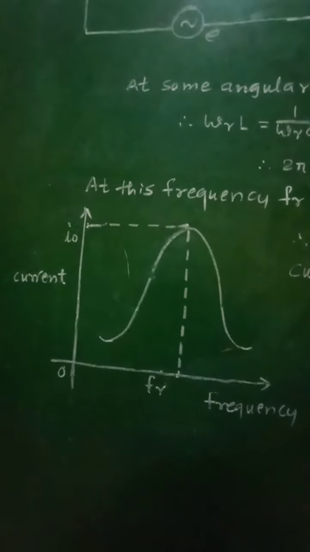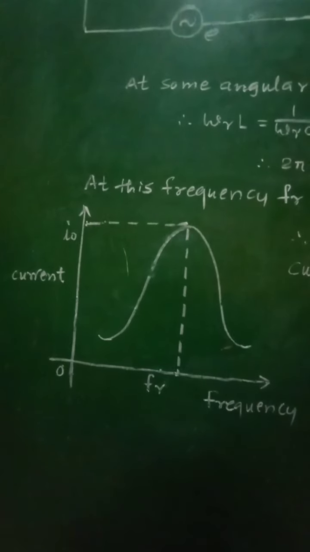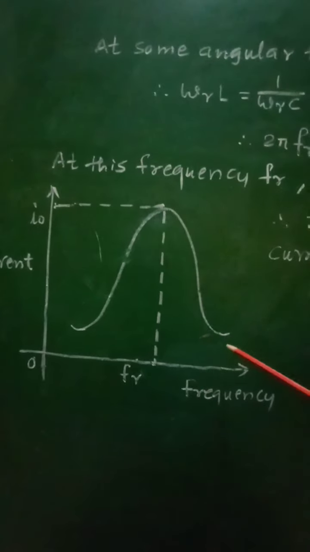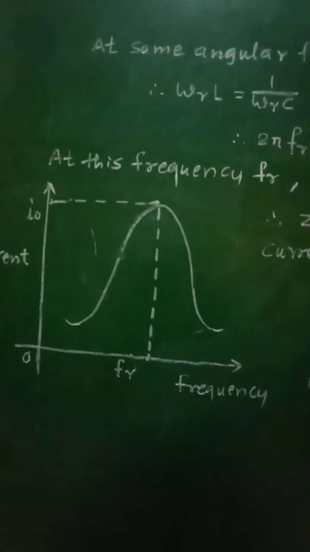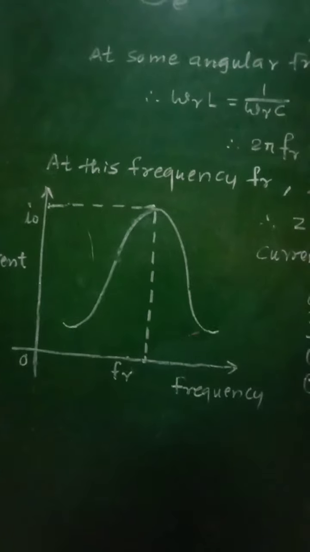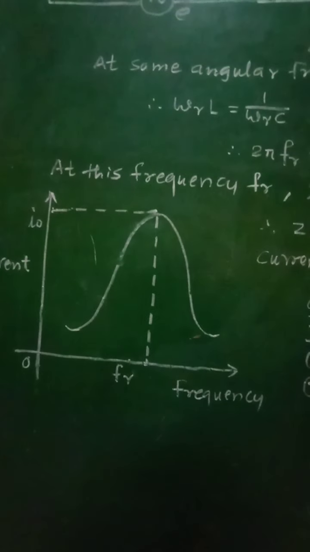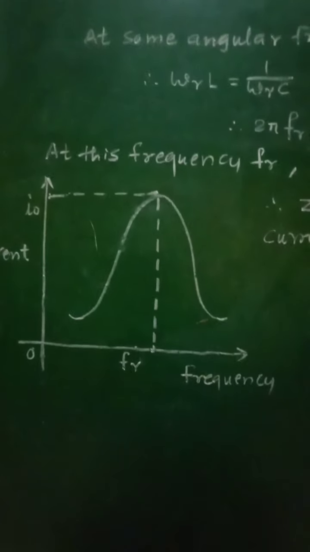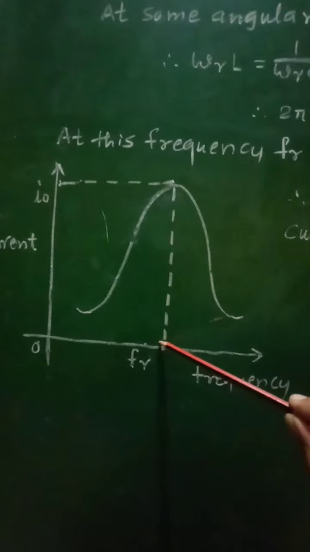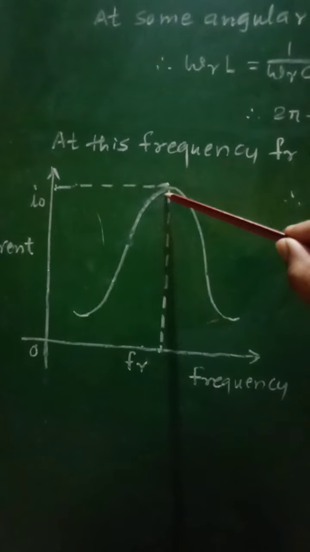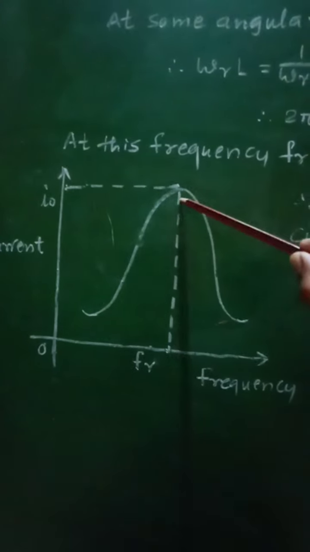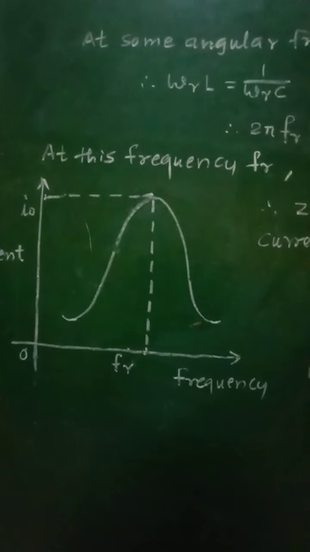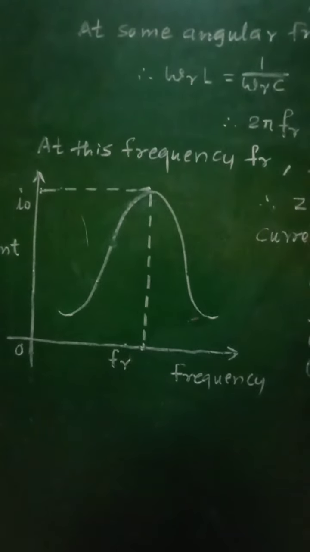The curve is called the series resonance curve. This curve is called the series resonance curve in the case of a series LCR circuit. And at resonance the RMS current becomes maximum. So at resonance, that is at resonant frequency fr, the current I is equal to I0, that is, at resonant frequency fr the current reaches its maximum value I0.